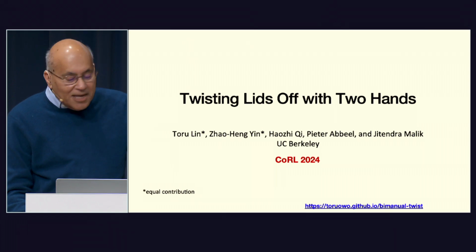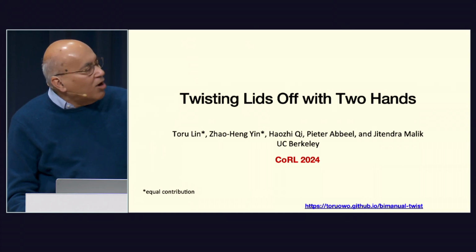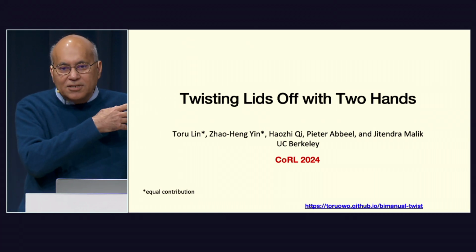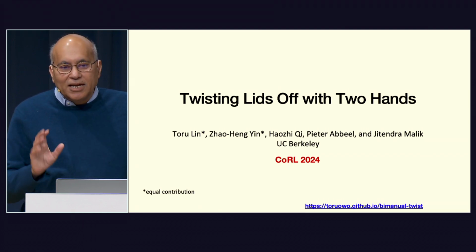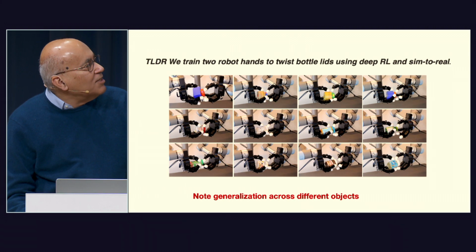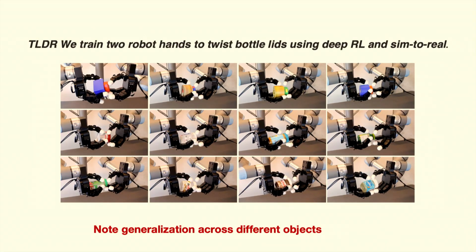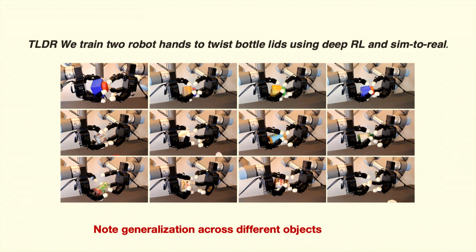So let's keep moving. This is a paper which was presented earlier at this conference, but it's in this paradigm. Of course, in my group, we do a lot of work with reinforcement learning and the sim-to-real paradigm. This is an example of a task, which is twisting. You have a bottle and you want to twist the lid off, and it has to generalize over many different bottles. And here are some results. If I let it continue for long enough, eventually the bottle cap will fall off, and that's the success. The important point here is generalization across different objects.